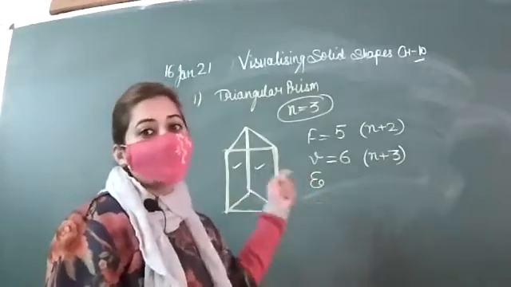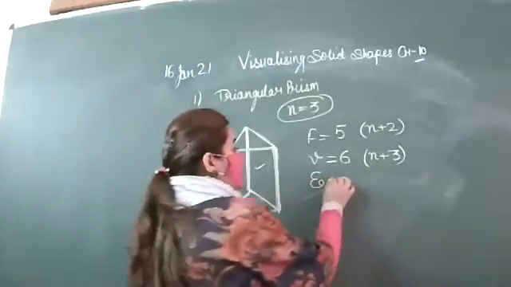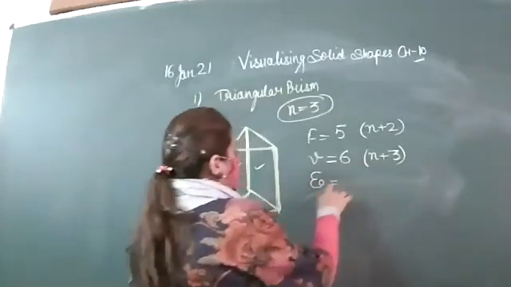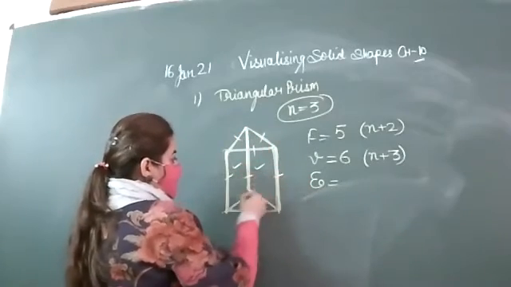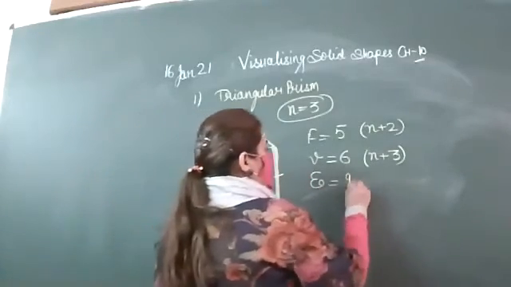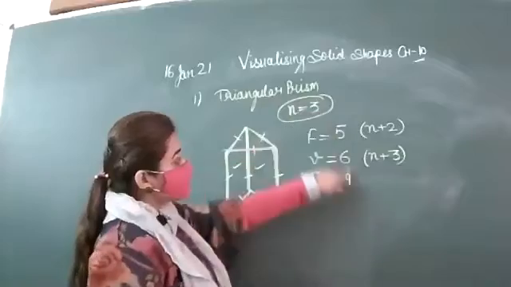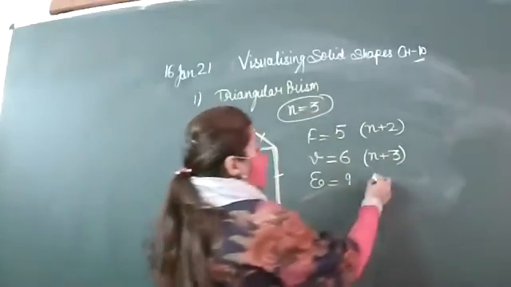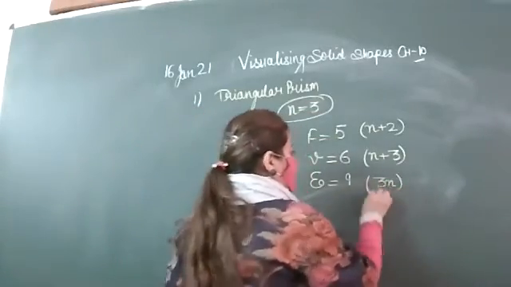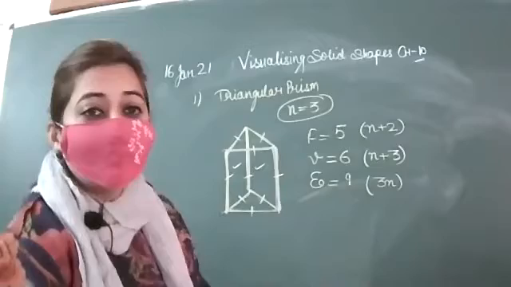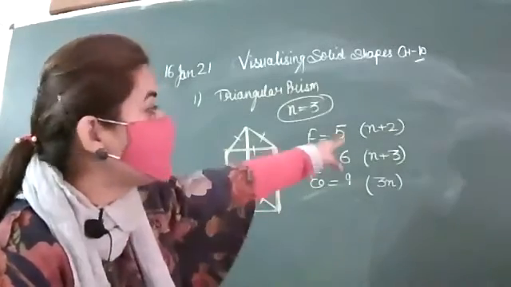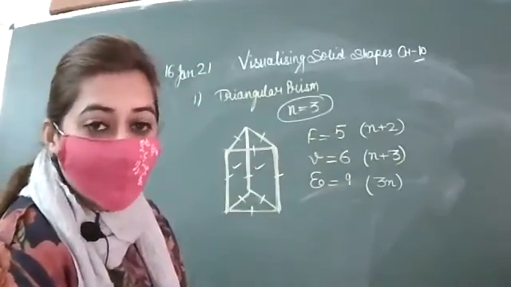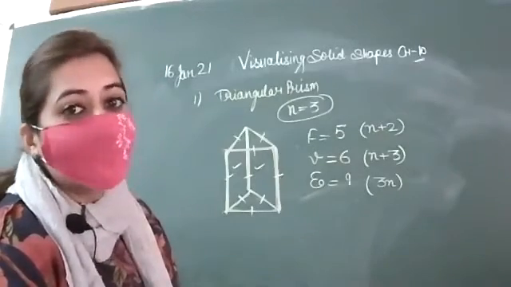But let me check with another example, then we will be sure about the formula. Edges are 1, 2, 3, 4, 5, 6, 7, 8, 9. So 9 edges are there. This is triple of this. The formula will become 3n. So in a similar manner, if we discuss one more example, then we will be sure about the formula, whether we have written it in a wrong manner or something.